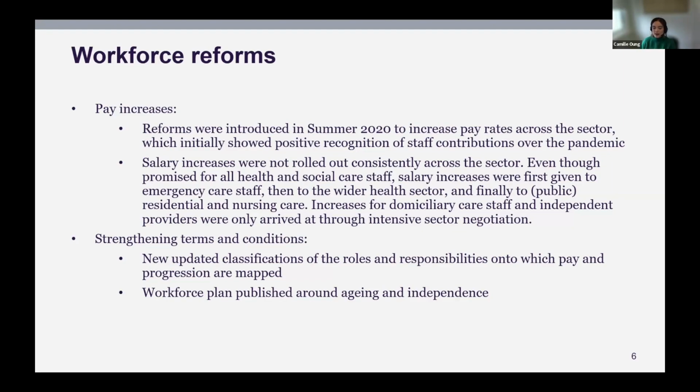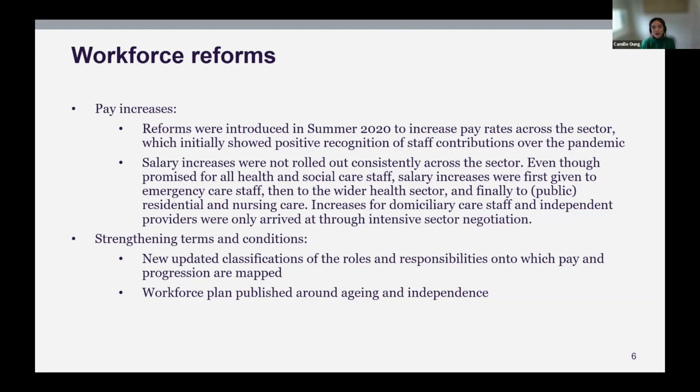And so this delay from the salary increases being announced in 2020 to people working in long-term care across residential nursing, home care in public and private facilities took 2 to 3 years after that. And there was a lot of negotiation that had to happen across the sector to secure these increases. And what this meant was that there was a knock-on effect for people working in domiciliary care in particular. So lots of people have left the sector because they felt undervalued compared to counterparts working in health services.